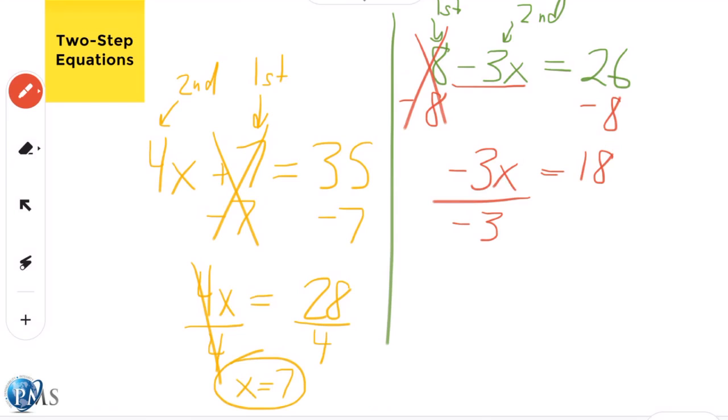So we divide by negative 3 on the left, which means we do it as well on the right side. The negative 3's cancel on the left side, and we're left with just x. And then 18 divided by negative 3 is negative 6.